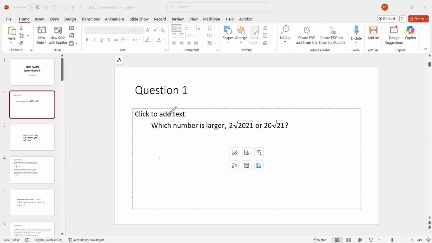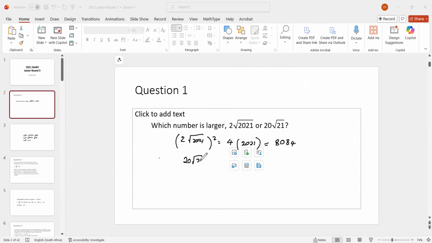So when you do that, you'll see that 2 root 2021 squared is 4, 2 times 2 is 4, and the square root of 2021 multiplied by itself is 2021. And that is 8084. I'll try the other one.